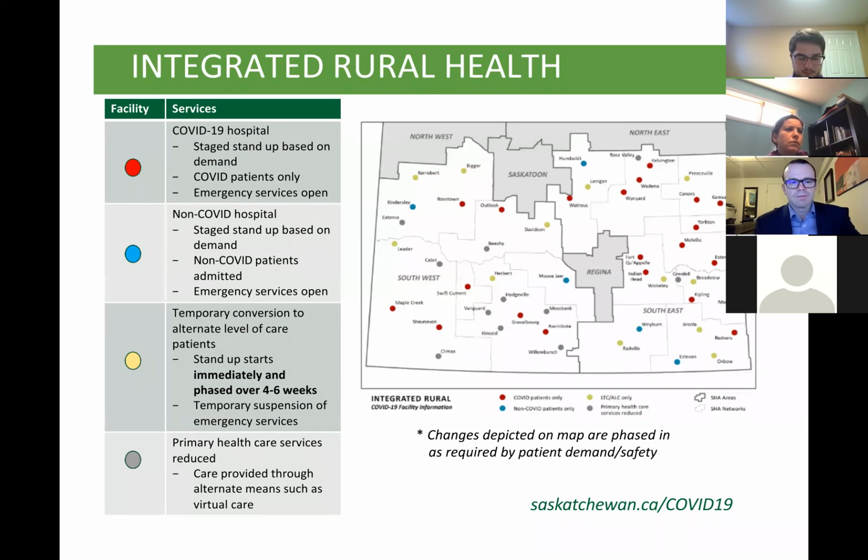The yellow dots, the conversion of acute space to alternate level of care. Again, this stand up of this work is planned to happen over the next 4 to 6 weeks. There will be communications that go out, including to municipal and community leaders as part of that notification process, so there would be a high level of awareness of any service disruptions. Next slide, please.